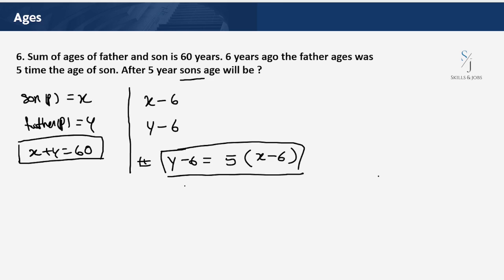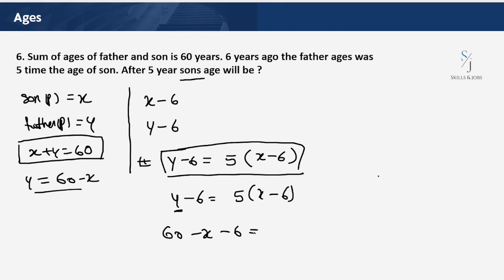Now if we solve this, we are going to get the value of x and y, that is the present age of son and father. So let us solve it. y minus 6 is equal to 5x minus 30. Okay, we can get the value of y from here. So y is equal to 60 minus x. Now let us substitute the value of y in this equation. 60 minus x minus 6 is equal to 5x minus 30.